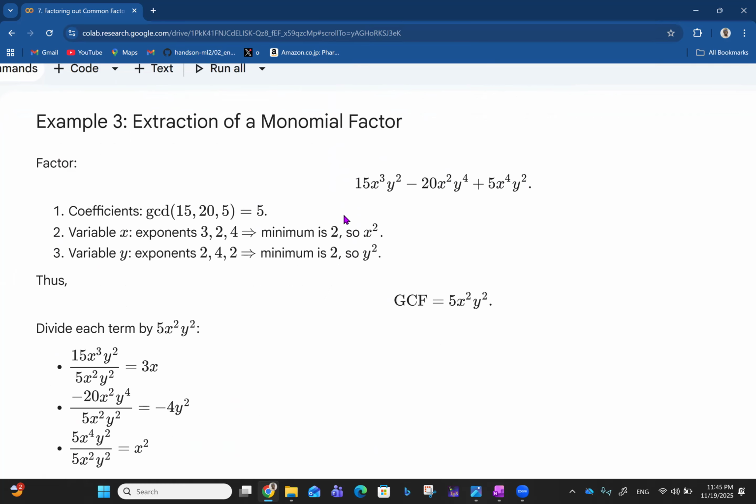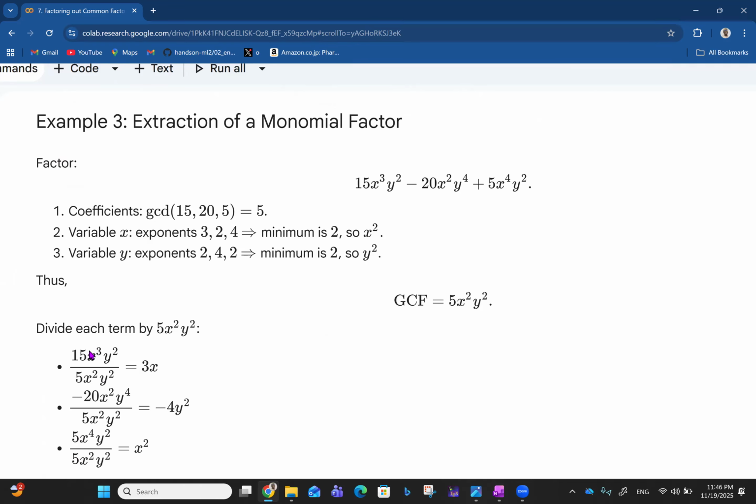That's the biggest number that divides all three of them. Then for the x's now, x cubed, x squared, x to the 4, we take x squared. For y squared, y to the 4, y squared, we take y squared. So the greatest common factor is 5x squared y squared. So divide 15x cubed y squared by 5x squared y squared. So 15 over 5 is 3.